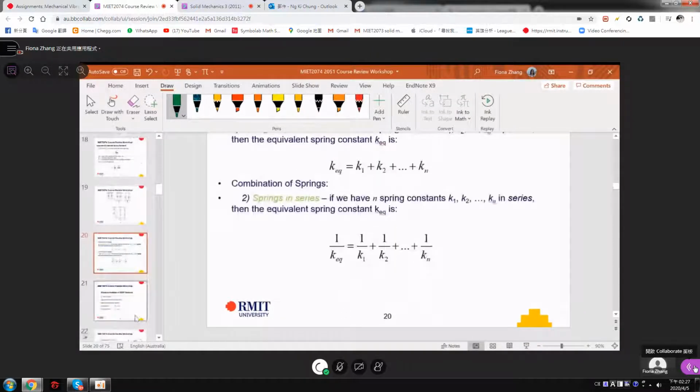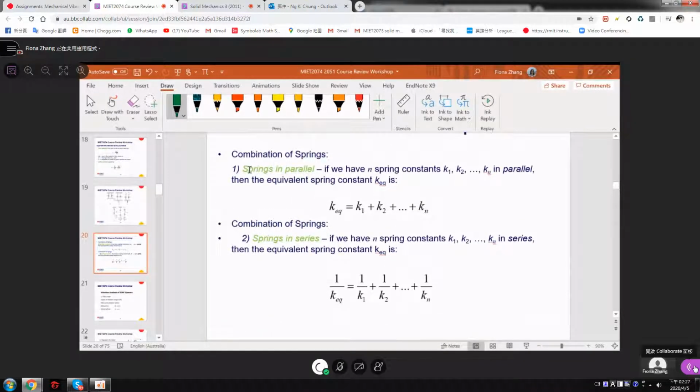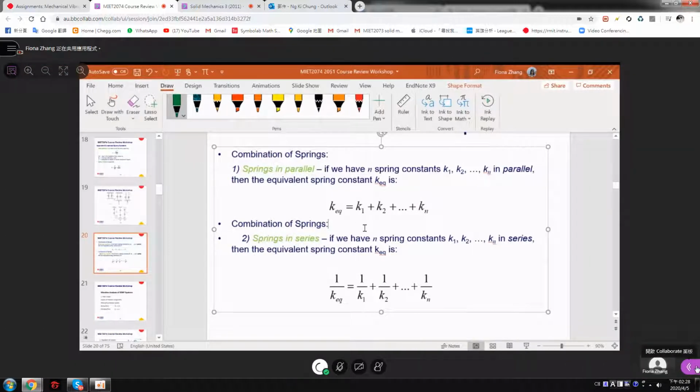I will not go into how you derive this equivalent K. You know that for springs in parallel, if you have n spring constants in parallel, then the equivalent spring constant K eq equals K1 plus K2 plus Kn. If springs are in series, with n spring constants K1, K2, Kn, then 1 over K eq equals 1 over K1 plus 1 over K2 and so on. So you can remember this.